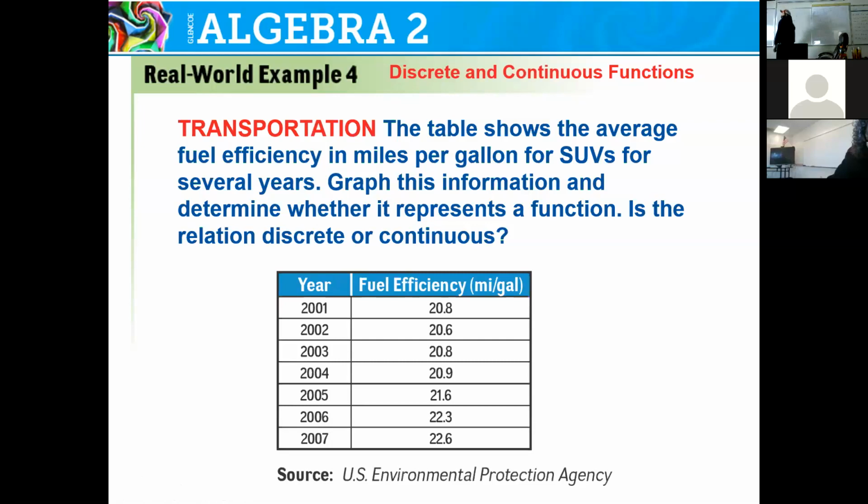The table shows the average fuel efficiency in miles per gallon for SUVs for several years. Graph this information and determine whether it represents a function. Is the relation discrete or continuous? Okay, so first thing is we're going to have years on my x-axis. So here's years. We're going to have fuel efficiency, miles per gallon, on my y-axis. Okay, and now it's time to just plot them.